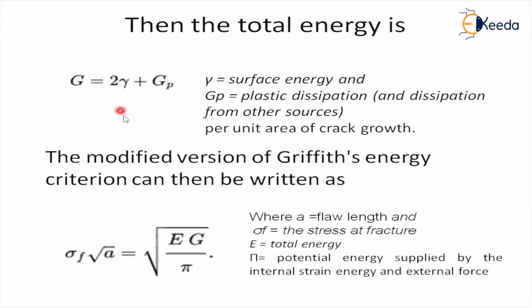These two theories, Griffith and Irwin, clearly explain the dislocation theory of fracture. So this is all about the dislocation theory of fracture, which is part of failure mechanisms.